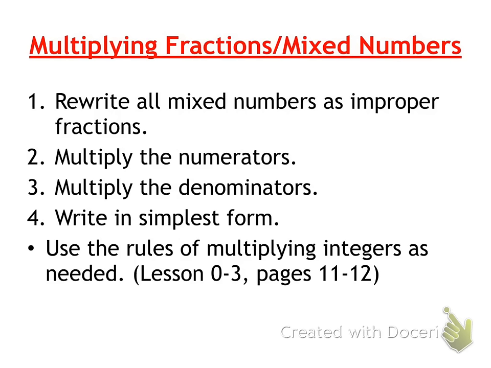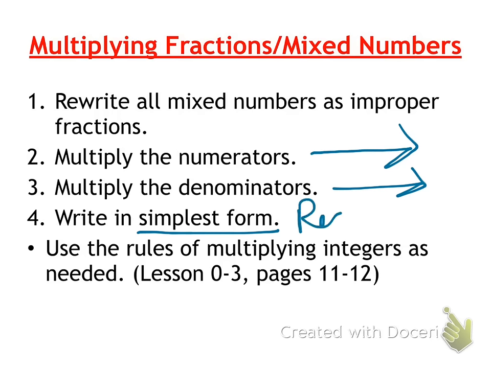Okay, so we've got 4 steps for how to multiply fractions. Our first step is to rewrite all mixed numbers as improper fractions. Okay, so if you see a mixed number, we've got to make it improper first. The second step is to multiply the numerator. So we're going to multiply straight across on the numerator, so in the top. Then we're going to multiply the denominator straight across, multiply both of our bottom numbers. Then we're going to write it in simplest form, so that means reduce. Okay, reduce if possible. Very important that you write down these steps.